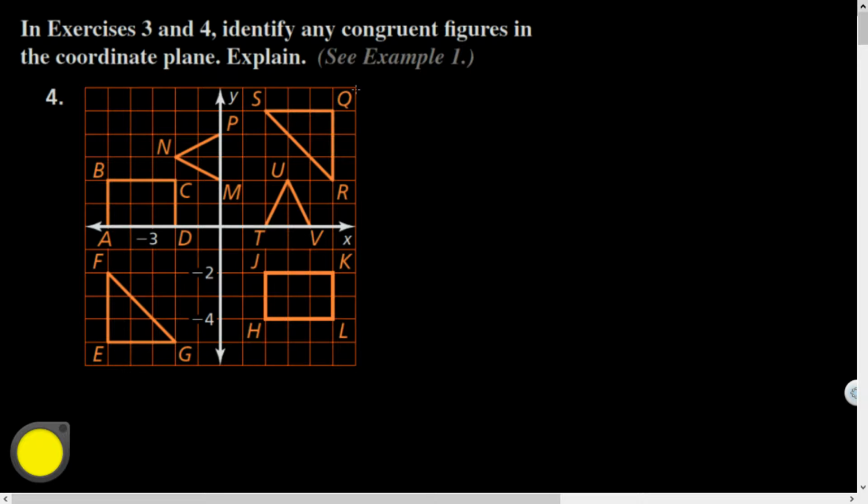So here it says, identify any congruent figures in the coordinate plane. Explain. So let's see. I'm going to pick this rectangle here, and I'm going to say rectangle ABCD. Fortunately, they named this in a sequence that's manageable, and there's probably multiple ways I could transform it onto this rectangle, but I'm just going to say A is going to H and D is going to L. So I'm going to call this HJKL.